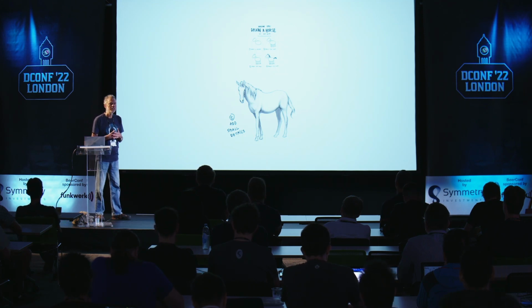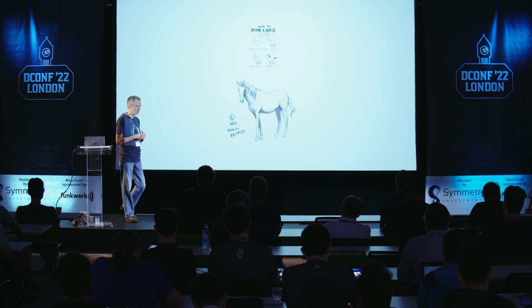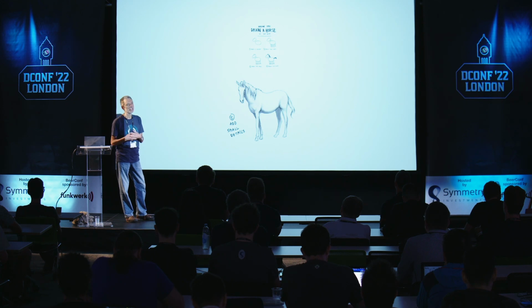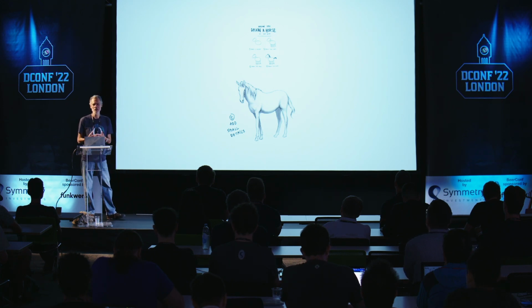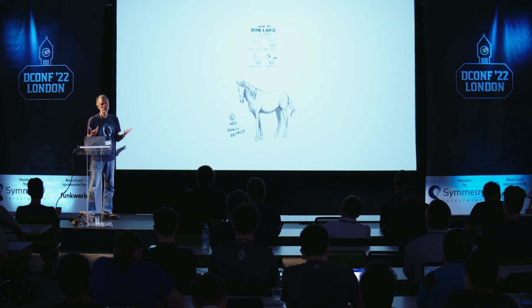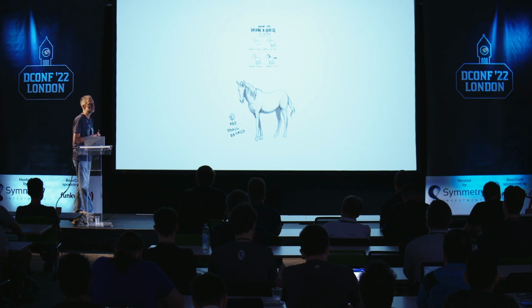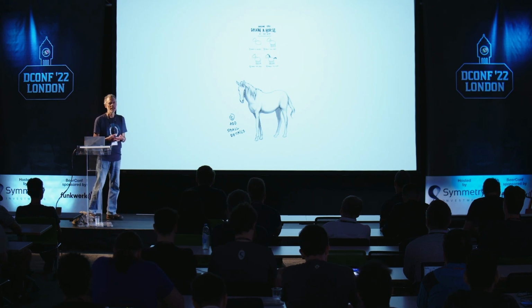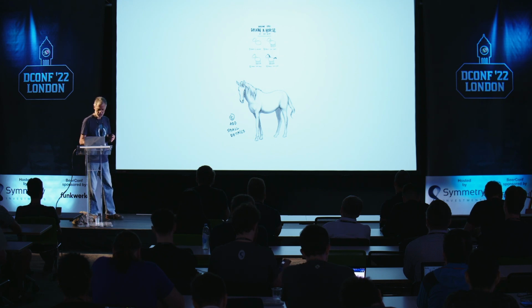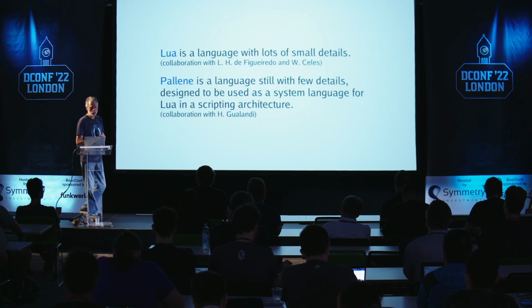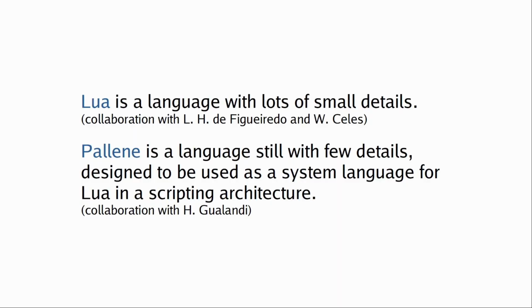And I think the point of my talk is more or less how we keep adding details and more or less keeping the original character of the language, and what is the original character of Lua, what we try to keep in the language as it evolves. And so Lua now is a language with a lot of small details, but also, as I said, I'm going to talk about Pallene.